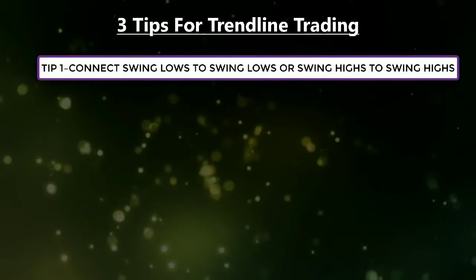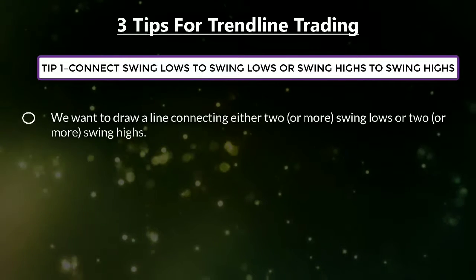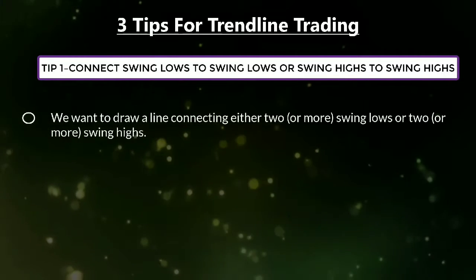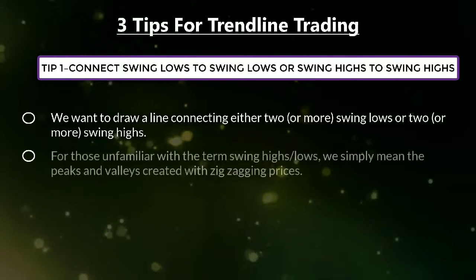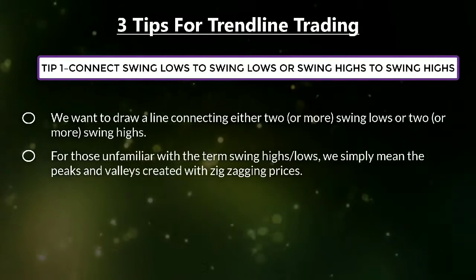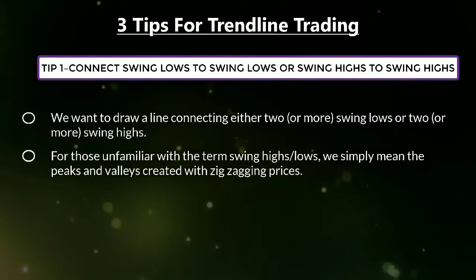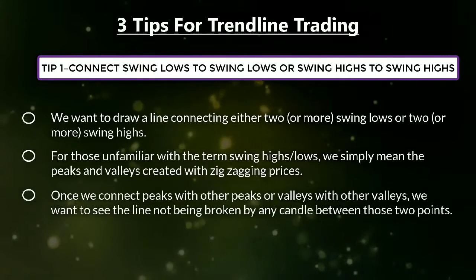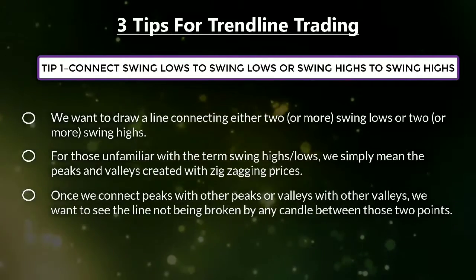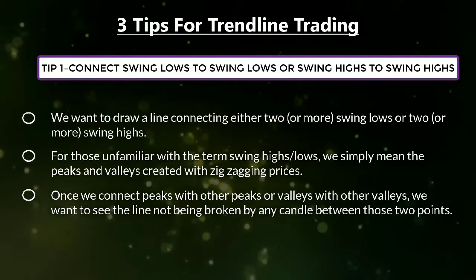Connect swing lows to swing lows or swing highs to swing highs. We want to draw a line connecting either 2 or more swing lows, or 2 or more swing highs. For those unfamiliar with the term swing highs and lows, we simply mean the peaks and valleys created by zigzagging prices. Once we connect peaks with other peaks or valleys with other valleys, we want to see the line not being broken by any candle between those 2 points.